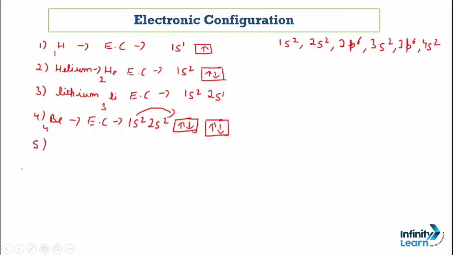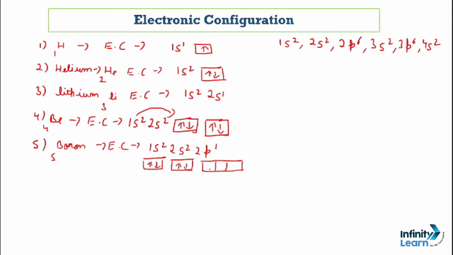Now let's come to boron. Boron's atomic number is 5. So the electronic configuration for this will be 1s2, then 2s2, then 2p1. For 2s2 we have the number of orbitals as 1, and for s we have 1 orbital in which we can fill a maximum of 2 electrons. In case of p we can have a maximum of 3 orbitals, but we have only 1 electron here. So this 1 electron you can fill in any of these 3 orbitals. Okay, so we have filled it here.